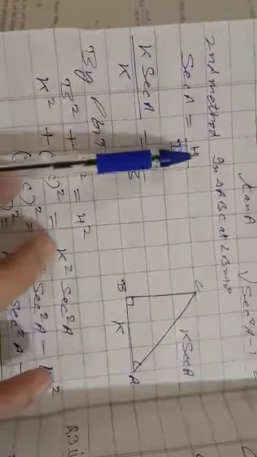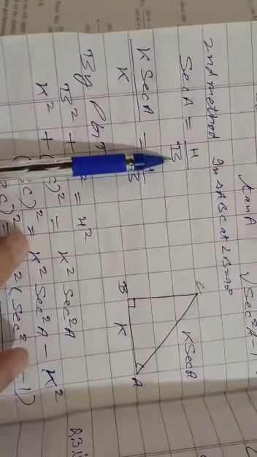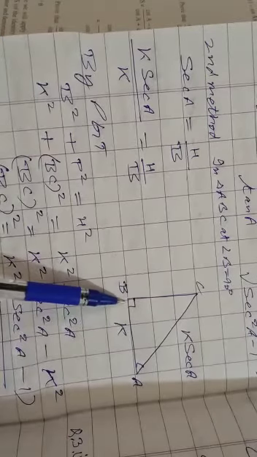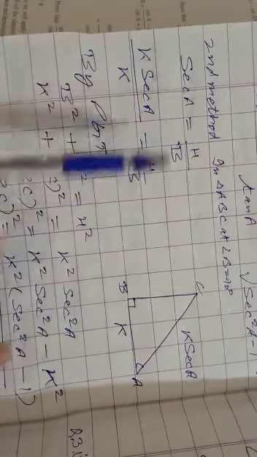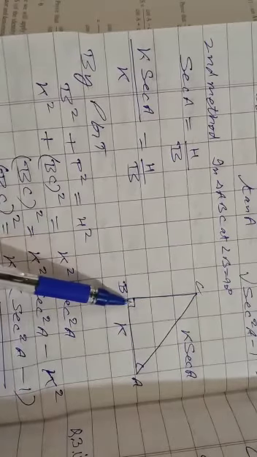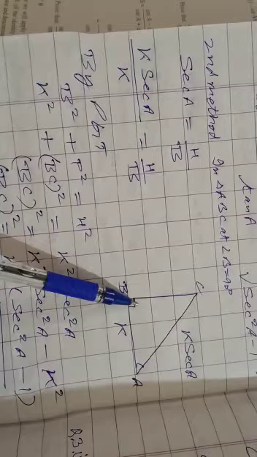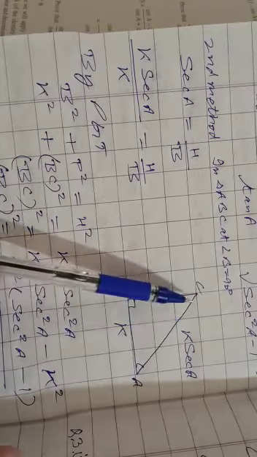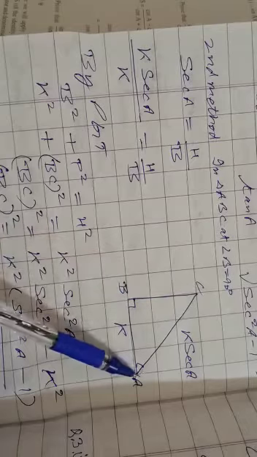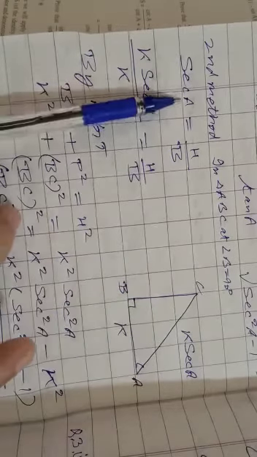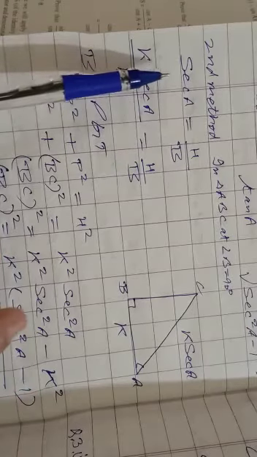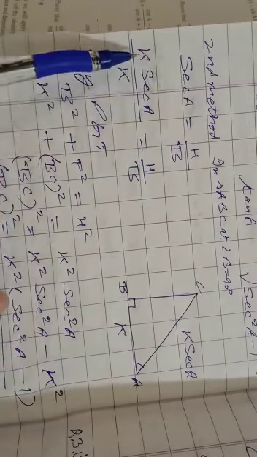Sec A is hypotenuse upon base. First, we draw a right angle triangle. Angle B is 90 degrees and the base angle is A. So, AB is base, BC is perpendicular, and the side opposite to the 90 degree angle is known as the hypotenuse. So, AC is hypotenuse.